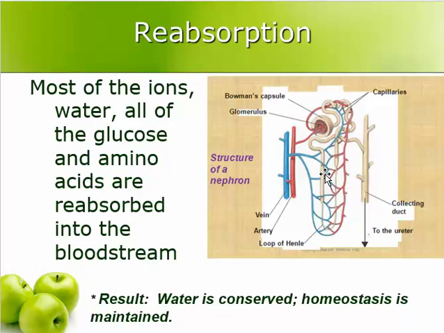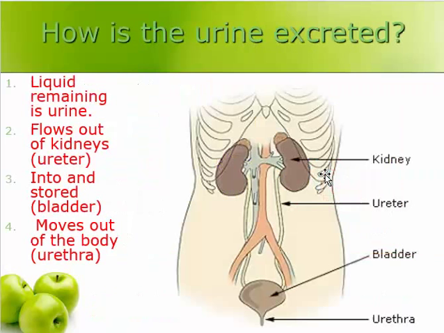Now most of the ions, water, and all the glucose are reabsorbed into the bloodstream. Okay. And the result will be that water is conserved, because remember I said 99% of the water will go back, and then homeostasis is maintained because the things that your body doesn't need are going to be excreted.